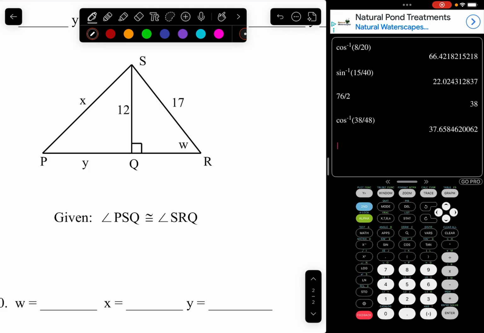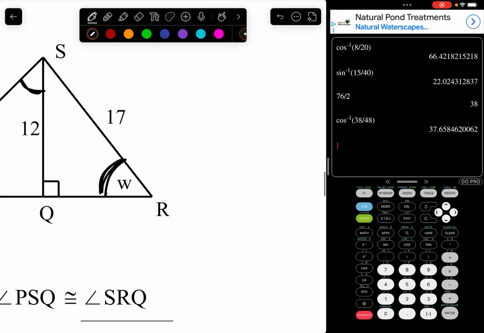Lastly, I was given that angle PSQ, so this angle here, is going to be congruent to angle SRQ, this angle way over here. Okay, so angle W and that top angle are going to be the same thing. It says I need to find the measure of side X, the measure of side Y, and I also need to find the measure of angle W. So I'm going to focus on this side first.